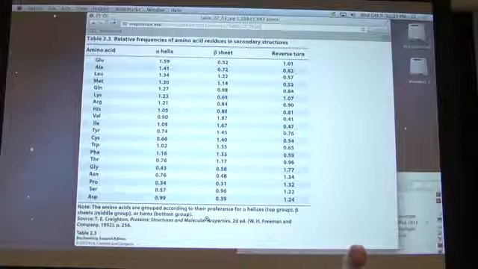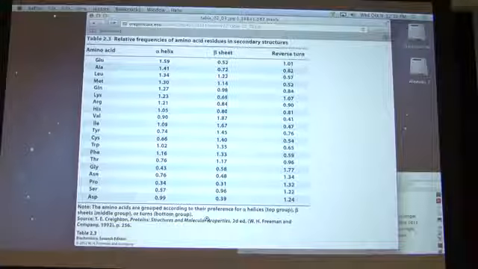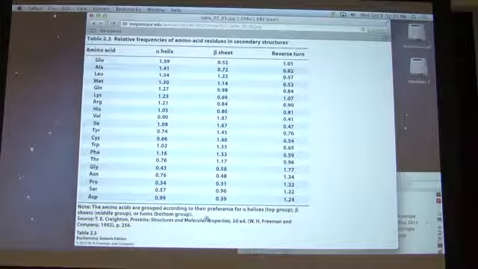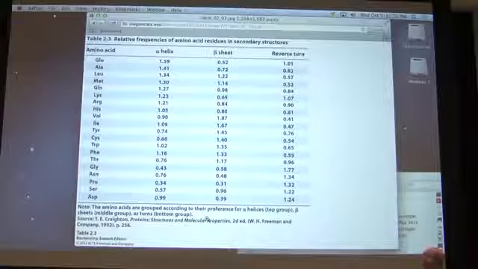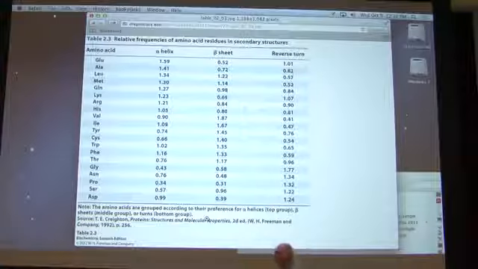So I promised you a table, and this is the table that tells you the relative likelihood that a given amino acid will be in any particular structure. Here's glutamic acid, for example. The higher the value, the more likely it will be in that structure. There's glutamic acid, 1.59, very likely to be in an alpha helix, much less likely to be in a beta sheet, and reasonably likely to be involved in a reverse turn.